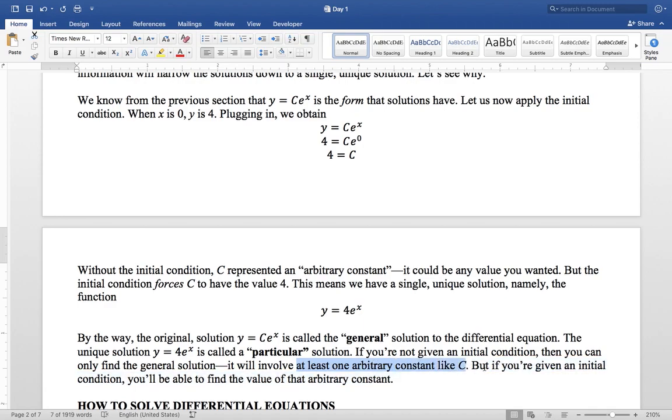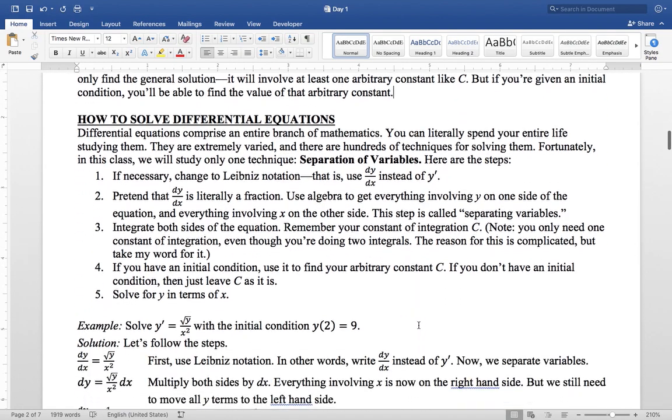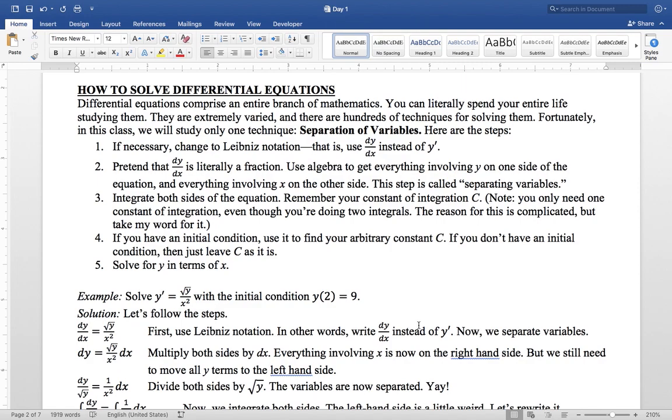But if you're given an initial condition, you'll be able to find the value of that arbitrary constant, meaning that you'll actually have a specific unique solution to the problem. So let's move on to see how we actually solve differential equations.